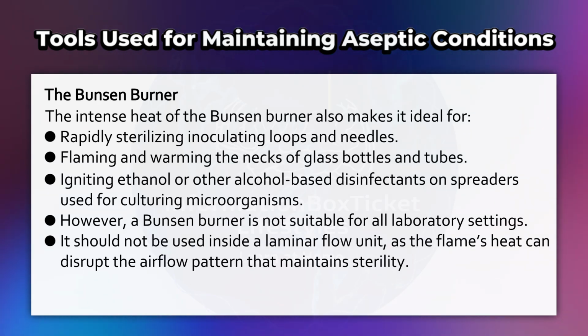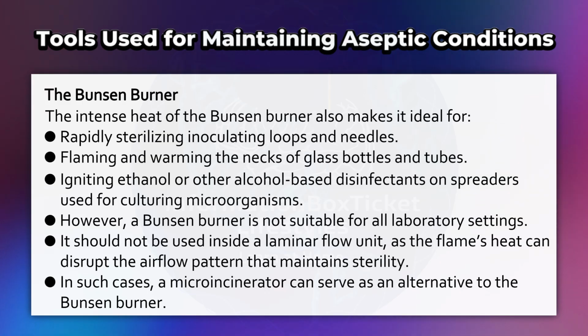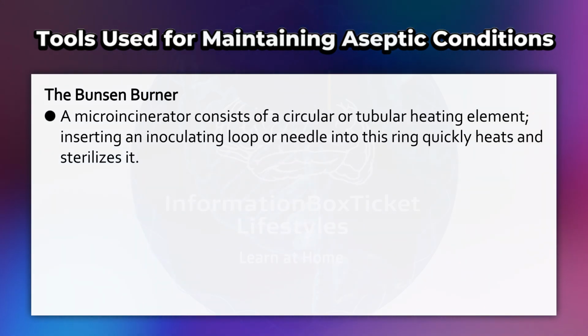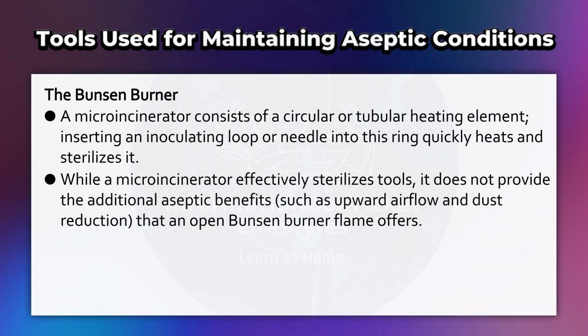It should not be used inside a laminar flow unit, as the flame's heat can disrupt the airflow pattern that maintains sterility. In such cases, a micro-incinerator can serve as an alternative to the Bunsen burner. A micro-incinerator consists of a circular or tubular heating element. Inserting an inoculating loop or needle into this ring quickly heats and sterilizes it. While a micro-incinerator effectively sterilizes tools, it does not provide the additional aseptic benefits, such as upward airflow and dust reduction, that an open Bunsen burner flame offers.